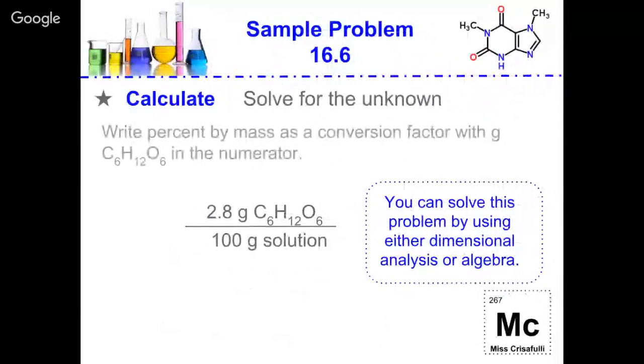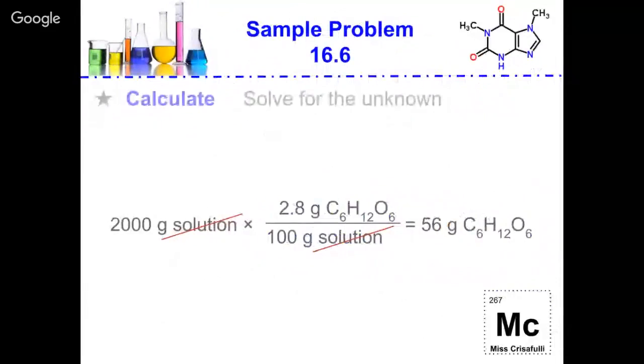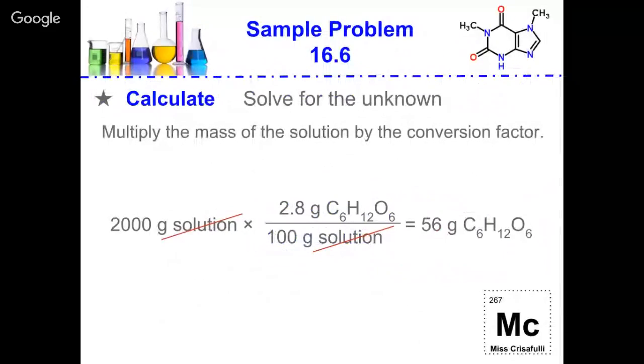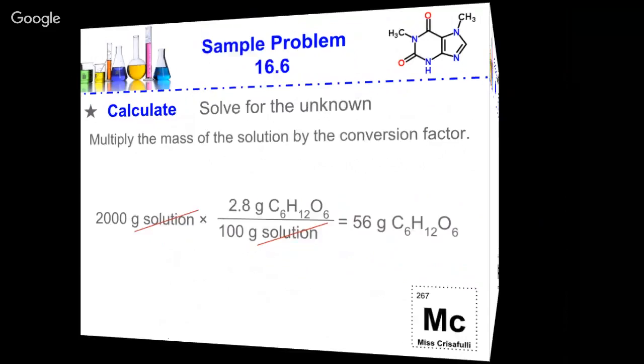When we do this, we're going to use this as a conversion factor: 2.8 grams per 100 grams of solution. So we know that we have a 2,000 gram solution, and our conversion is that we need 2.8 grams per 100 grams of solution. So we would need to dissolve 56 grams of glucose into 2,000 grams of solution, or in this case, water, to make that solution 2.8% by mass.